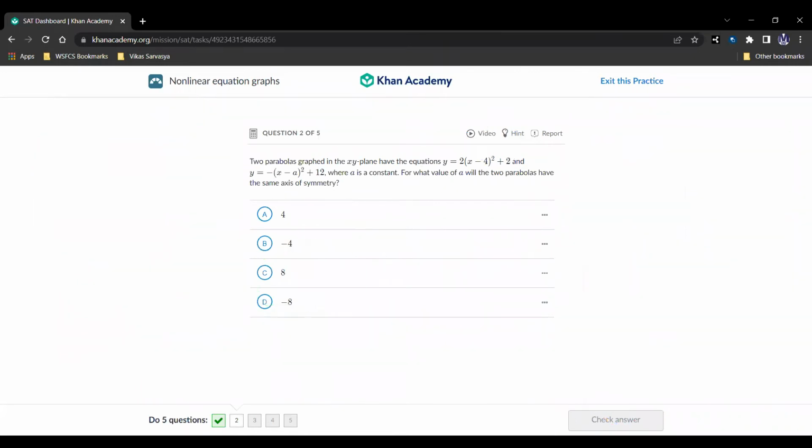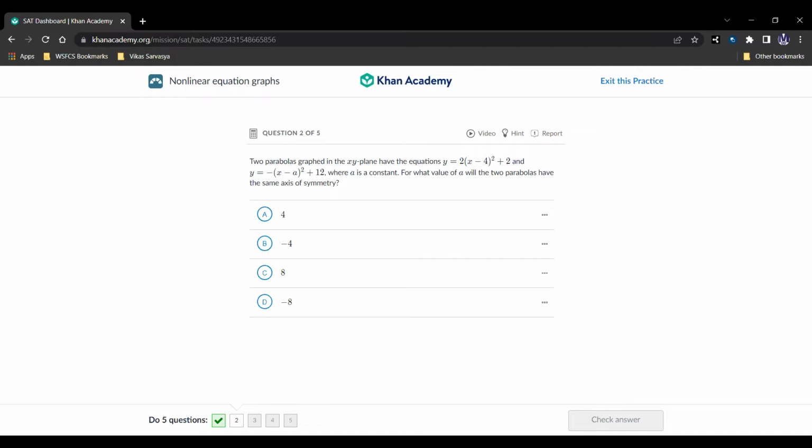All right, question 2. And here it is. 2 parabolas are graphed in the xy plane and have equations 2 times (x minus 4) squared plus 2 and negative (x minus a) squared plus 12, where a is a constant. For what value of a will the 2 parabolas have the same axis of symmetry? Well, it might be helpful first if we found the axis of symmetry, right?